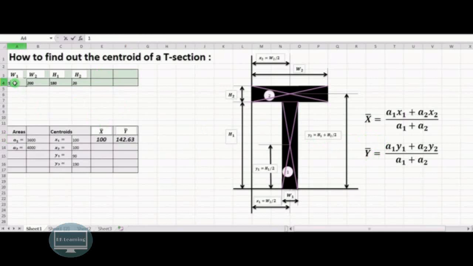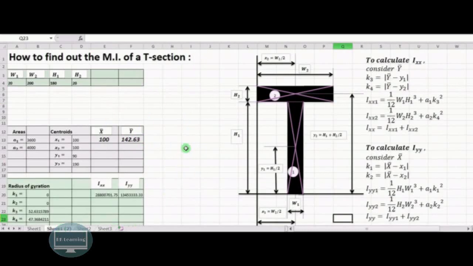Now suppose we change this value. Suppose we take this as 10, this value as 100, then this as 90 suppose, and this as 10. Right? So we can easily get the values of X bar and Y bar using this particular Excel sheet. Now we can calculate the values of moment of inertia also using these particular values.